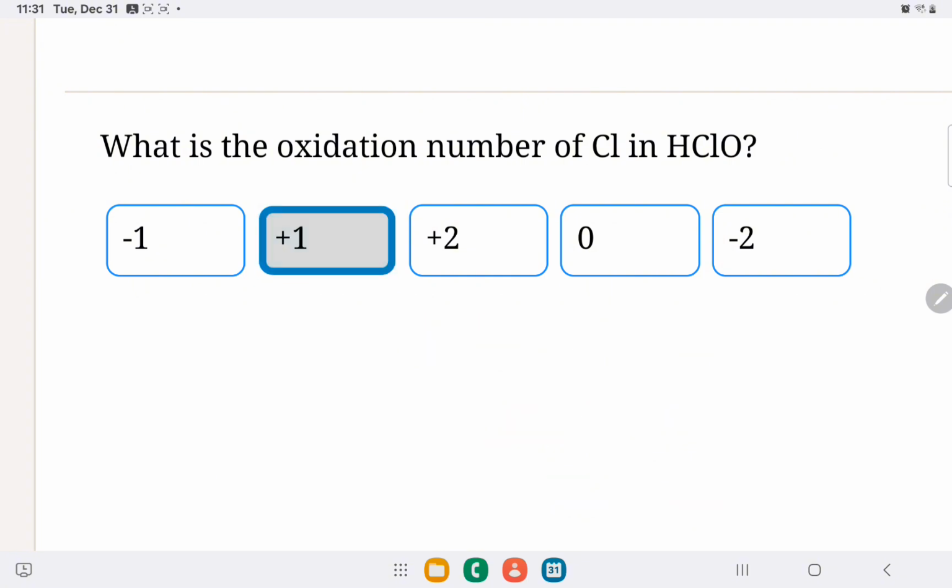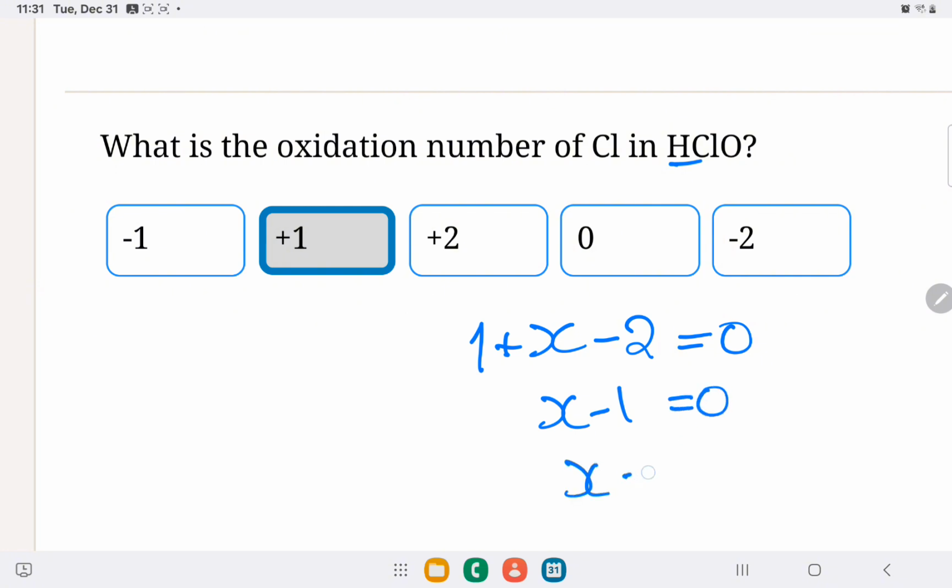Okay, let me explain again. Chlorine, or Cl, is always -1 except when it's with oxygen or F. Here, since it's with oxygen, we have to find it by solving. We know hydrogen is always +1, so 1 plus Cl x, since we don't know its oxidation number, and then we add the oxygen, whose oxidation number is -2, and we make that equal to 0. So x minus 1 is equal to 0, x is +1.